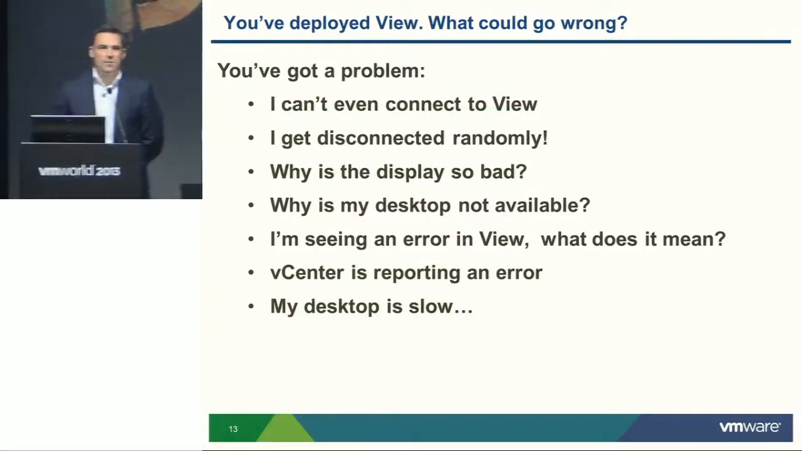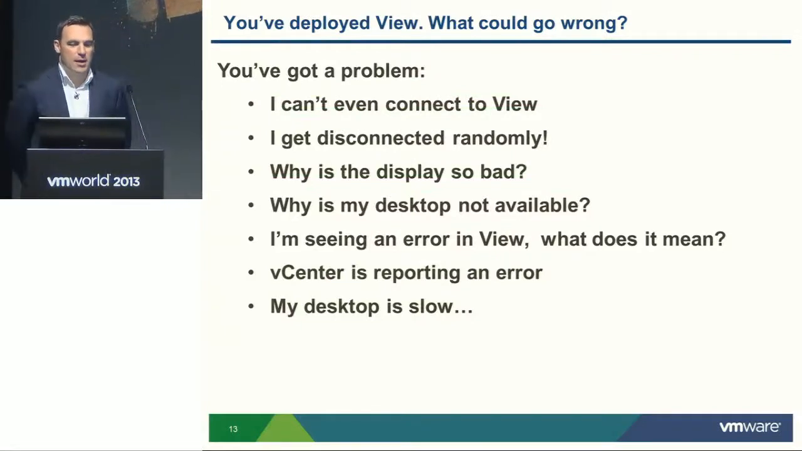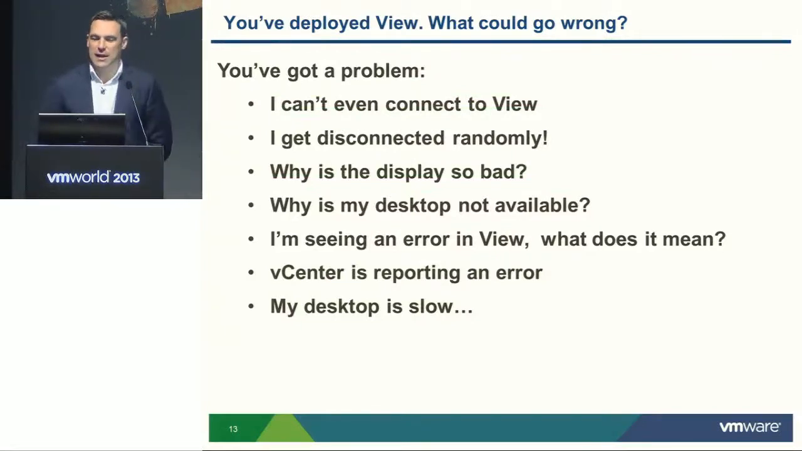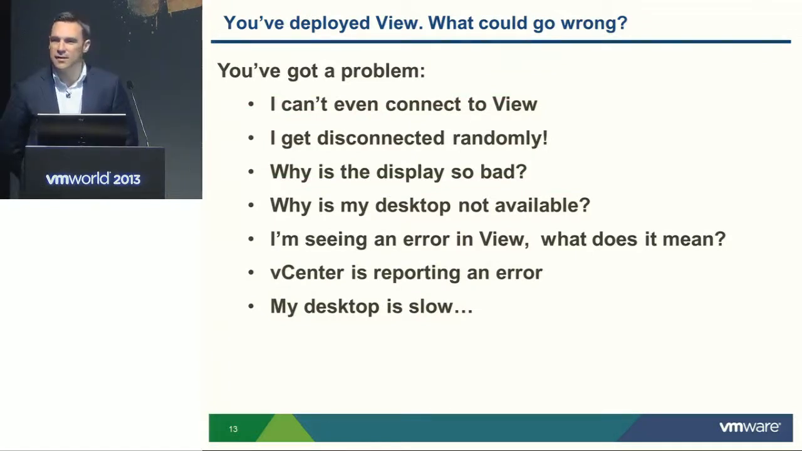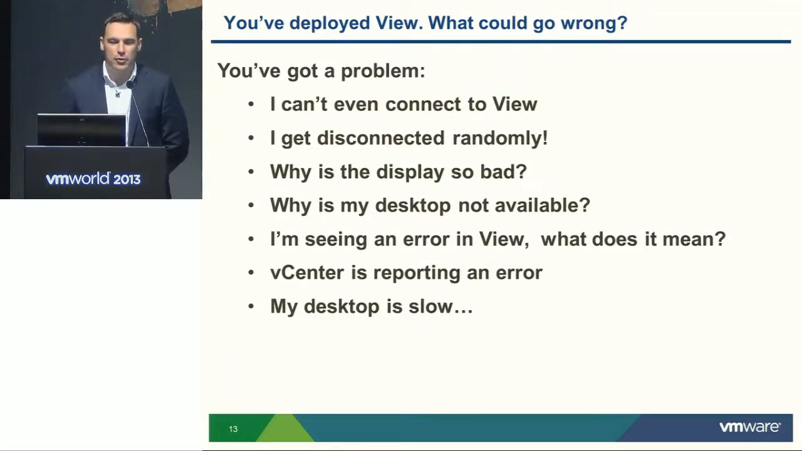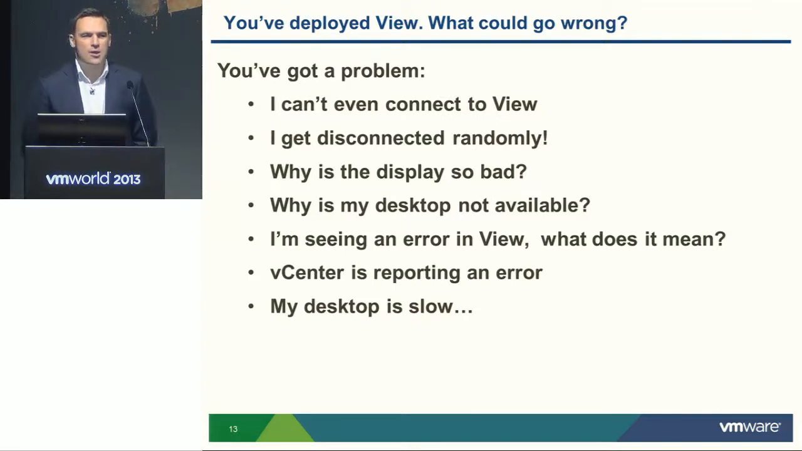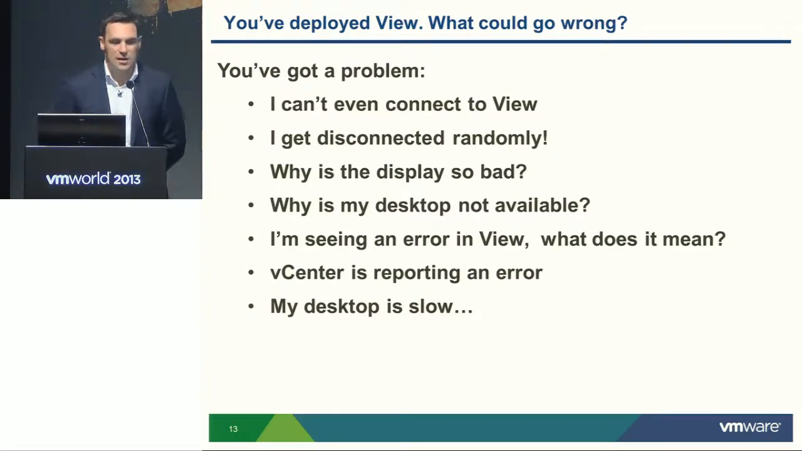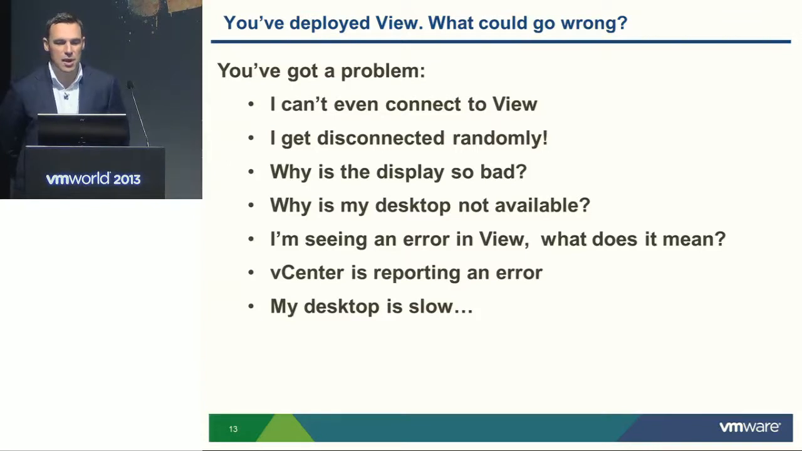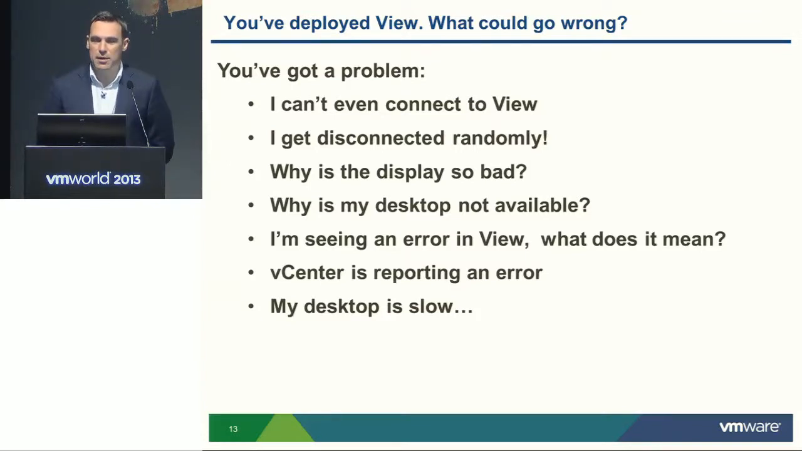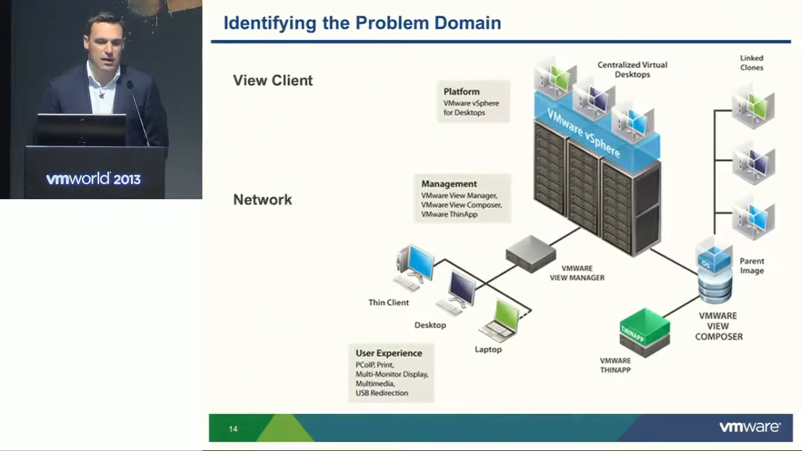So let's quickly talk about some of the common problems you'll see. It could be anything from a user can't even connect to View, you get randomly disconnected, you have a poor PCoIP or display experience, you get that famous "desktop not available, contact your sysadmin" error, or maybe there's something you're seeing in the View broker itself, an error or such, or maybe it's something around vCenter or even a performance issue. So those are the kind of common issues that we see get reported.